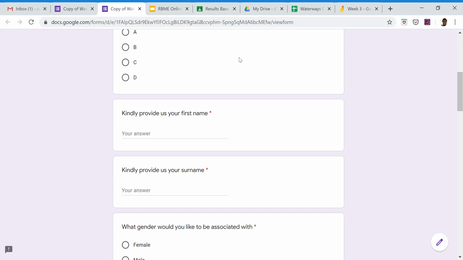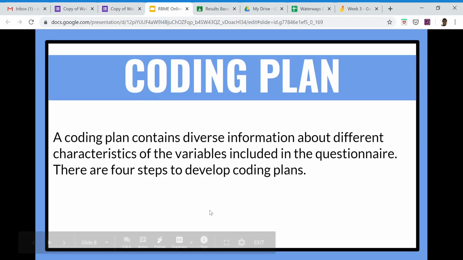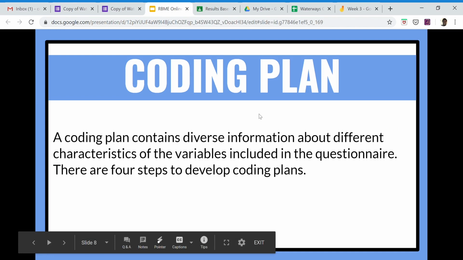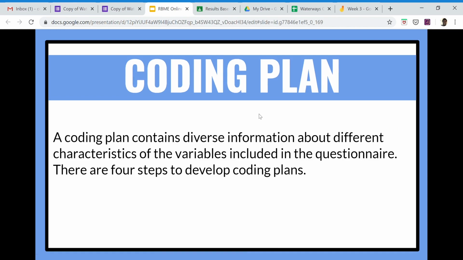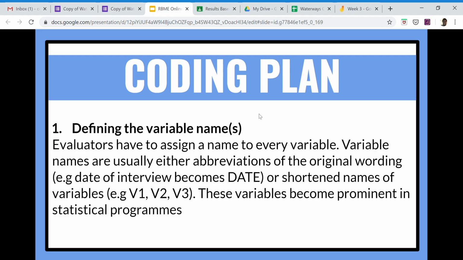Most of the software for analysis, for you to be able to analyze properly, you should be able to shorten your questions, and we'll get to that during the demonstration that we'll do before the end of this class. That's what we call coding, and it also allows you to identify the variables that are within your questionnaire. That's also very important, and there are 4 steps in doing that, in having your coding.